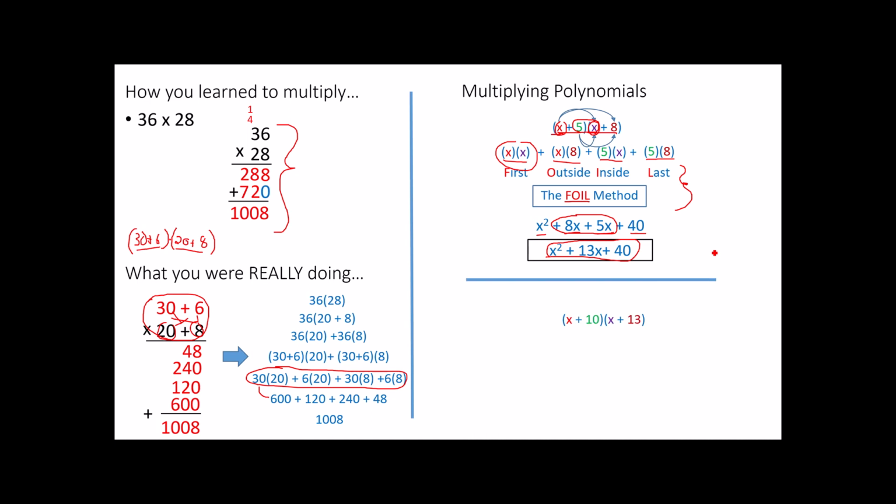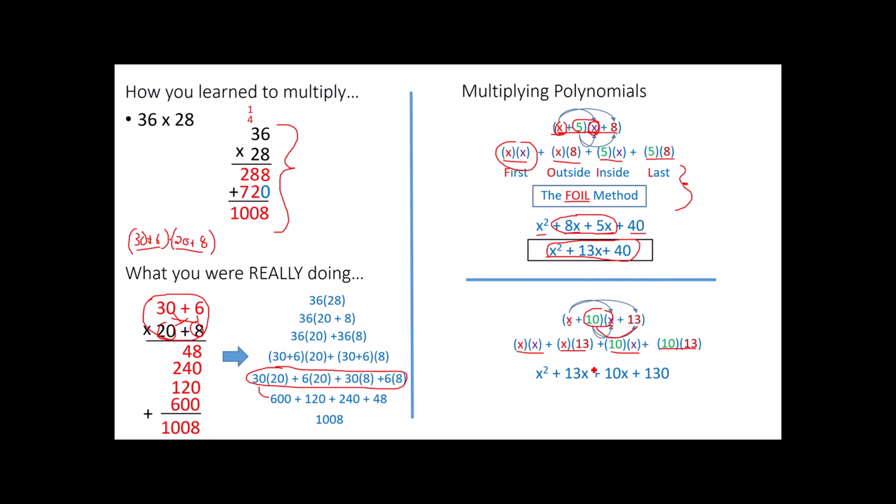We'll do this one a little more quickly. Once again, I'm going to take the first item in each set of parentheses. That's the x and the x. I'm going to multiply those together. Plus, I'm going to take that x times the 13, the outside terms, and multiply those together. I'm going to take the 10 and the x, and I'm going to take the 10 and the 13. Notice the 10 and the x are the inside terms, the 10 and the 13 are the last terms in each set of parentheses. And then I'm just going to simplify x times x, 13 times x, 10 times x, and 10 times 13, and I get this.